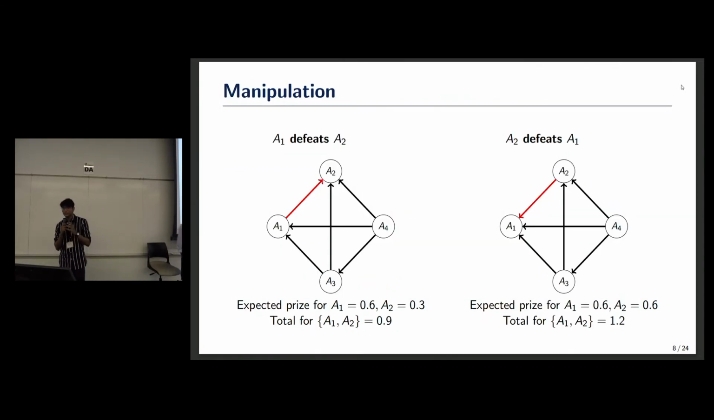So a property of tournament rules that we're interested in is how resistant they are to manipulation. And we're interested in a very specific kind of manipulation. So assume that you have a set S of colluding teams that decide to fix the result of their match so as to increase the total expected prize of S. And we define the total expected prize of S as being the sum of the expected prizes of each of the teams in S.